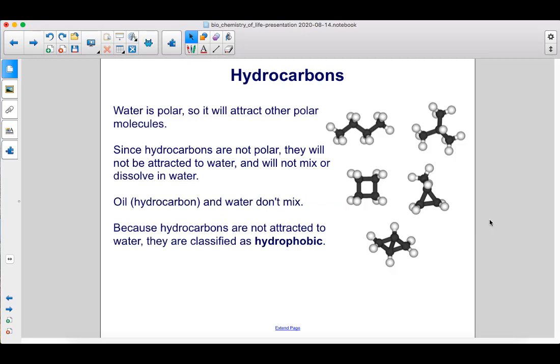Water is polar, so it will attract other polar molecules. Since hydrocarbons are not polar, they will not be attracted to water and will not mix or dissolve in water. Oil, which is a hydrocarbon, and water don't mix. Because hydrocarbons are not attracted to water, they are classified as hydrophobic.